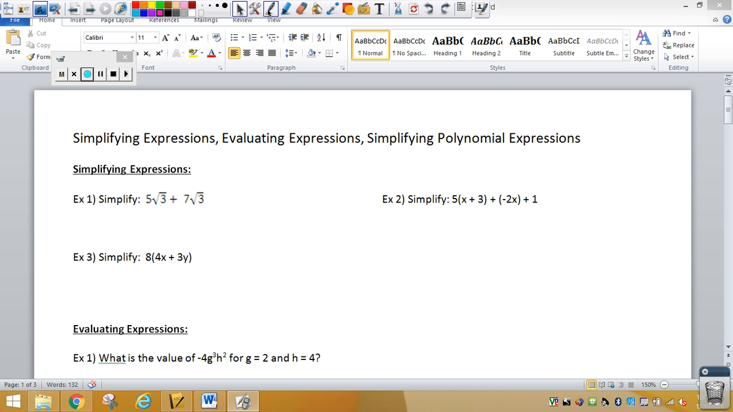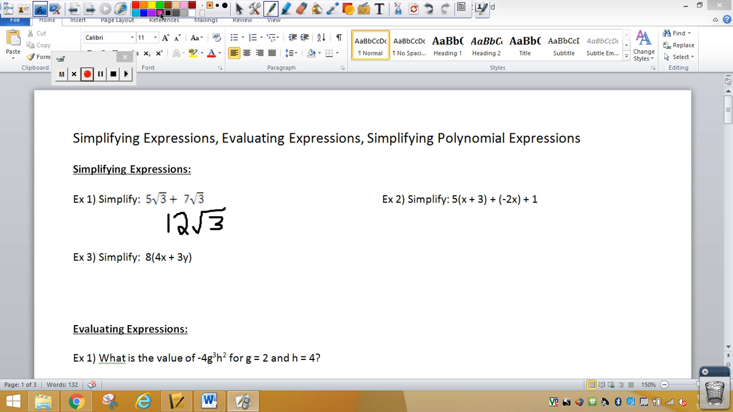Number one, if you're adding radicals and they're the same radical, like this first one is the square root of 3 and the second one is the square root of 3, you can add the whole numbers in front of them. So 5 plus 7 is 12, and just leave your square root the same. Don't change it. Don't add 3 plus 3 and get 6. You just add the whole numbers in front and leave the square root the same. Okay, so 5 square root 3 plus 7 square root 3 is 12 square root 3.